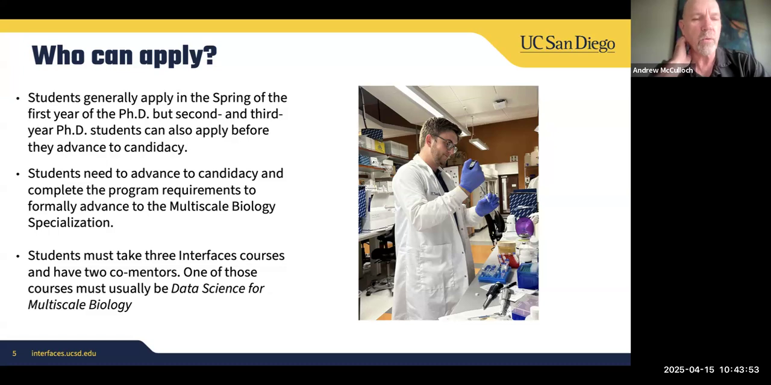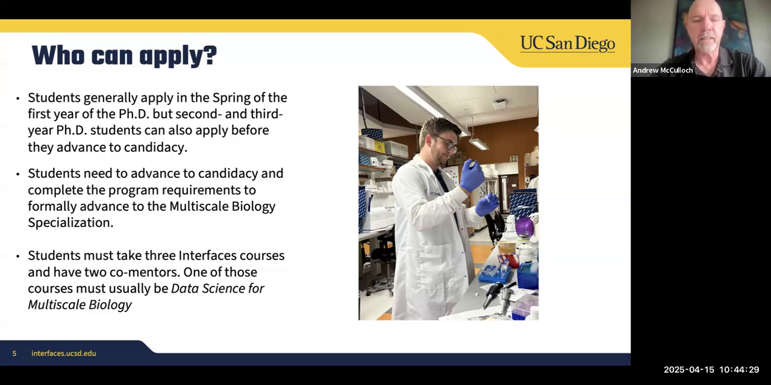We have a few requirements. The 2 most important ones are that you take 3 or more of our 7 interfaces graduate courses, one of which must usually be our Data Science for Multiscale Biology course, because data science these days is so foundational, and because we also use this course to prepare you in areas that are required by various training programs in rigor and reproducibility.